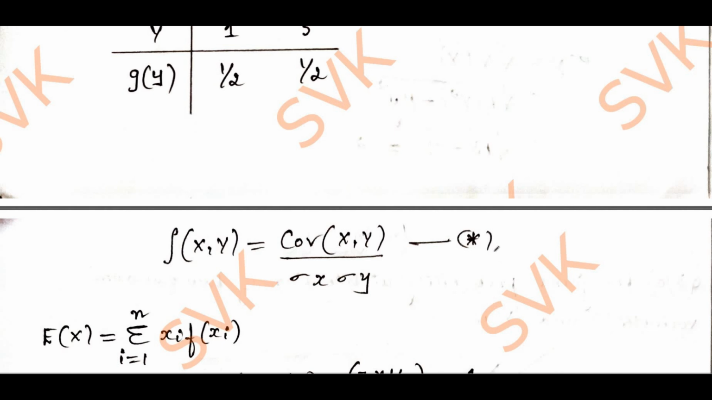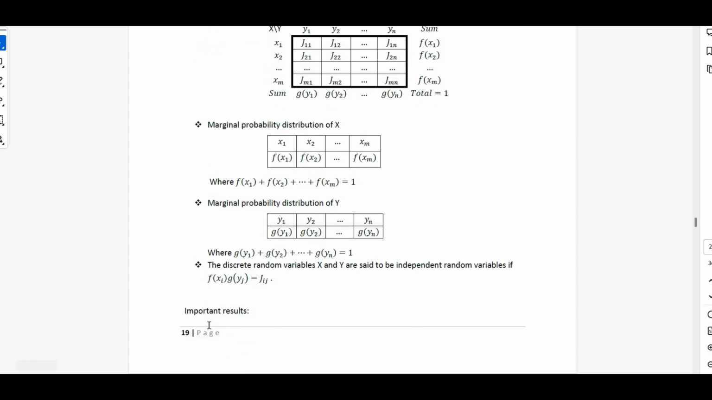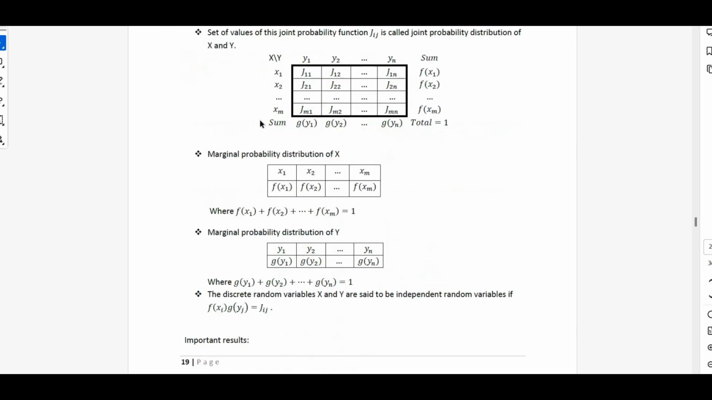If you want rho of x comma y, you can go to the handbook. On page number 19, you can find the joint probability distribution, and in that you can also find the marginal distribution. See here they have explained how to find a marginal distribution. The sum of all these values is equal to f of x1. Similarly, the sum of all these values is equal to g of y1. Like that you can find the marginal distribution of x and of y. Nothing to worry, using the handbook you can find it easily.